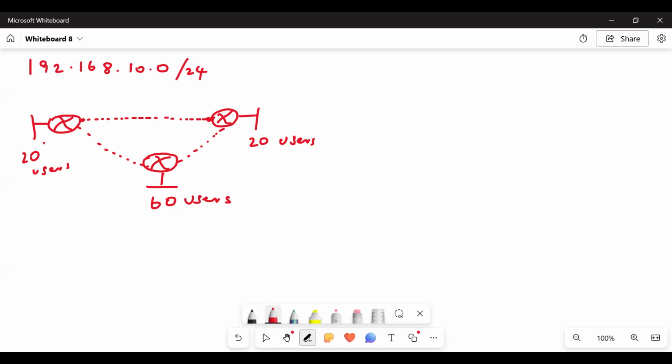Here this is one network, this is the second network, and this is the third network. We need to find the crossover links also: from here to here, from here to here, and from here to here, which are 4, 5, and 6. So totally 6 networks are there. According to VLSM, this is the VLSM problem.